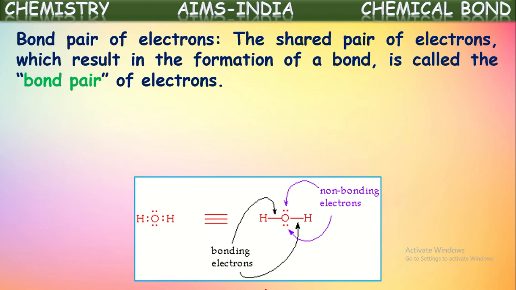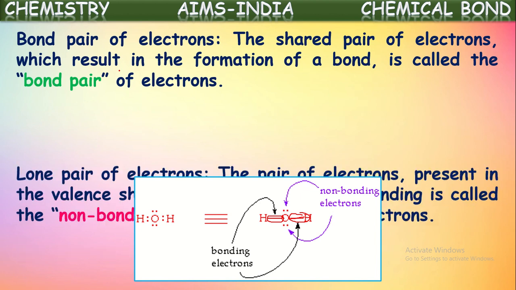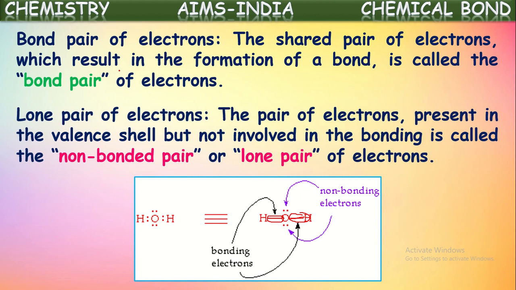If we see the water molecule, here also there are totally 4 pairs of electrons. Out of this, here and here, 2 pairs of electrons are participating in the bond formation. These are called bond pairs of electrons. And the pair of electrons present in the valence shell but not involved in the bonding is called a lone pair of electrons or non-bonded pair of electrons. Here, in this water molecule, there are 2 pairs of electrons on the oxygen in the valence shell which are not participating in the bond formation. They are called non-bonding pairs or lone pairs of electrons. Okay, that's about lone pairs and bond pairs of electrons.